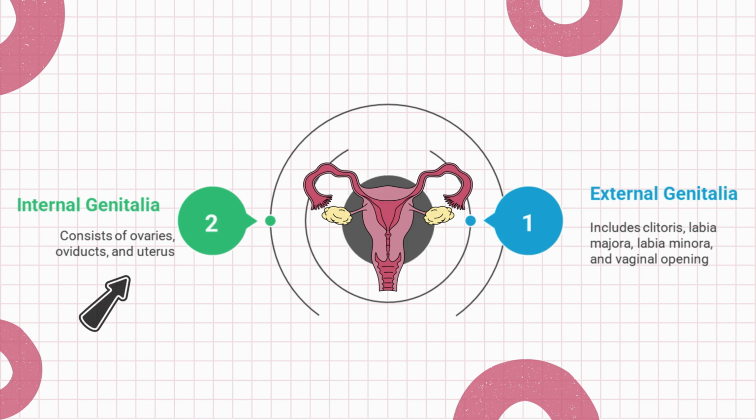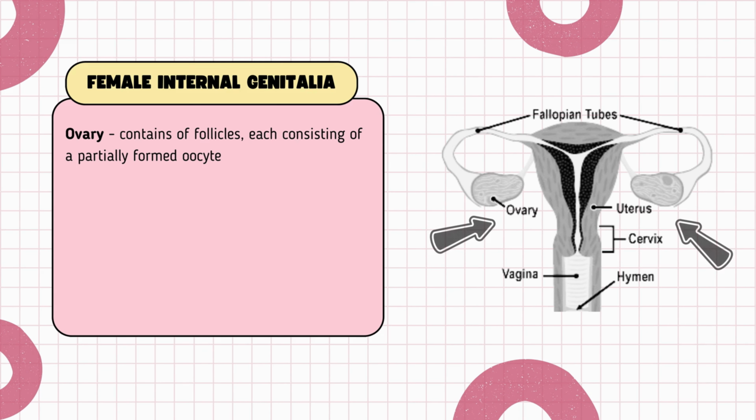Internal genitalia. The female gonads are an important pair of ovaries located adjacent to the uterus. Ovaries are anchored in the abdominal cavity by ligaments. Each ovary contains follicles, each consisting of a partially formed oocyte encircled by nurturing support cells. These cells sustain and safeguard the semi-developed oocyte throughout much of its complex maturation process and advancement toward potential fertilization.